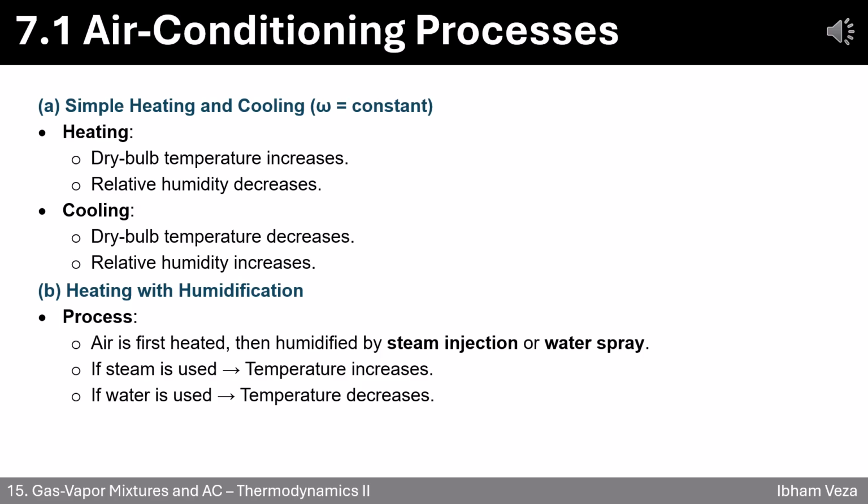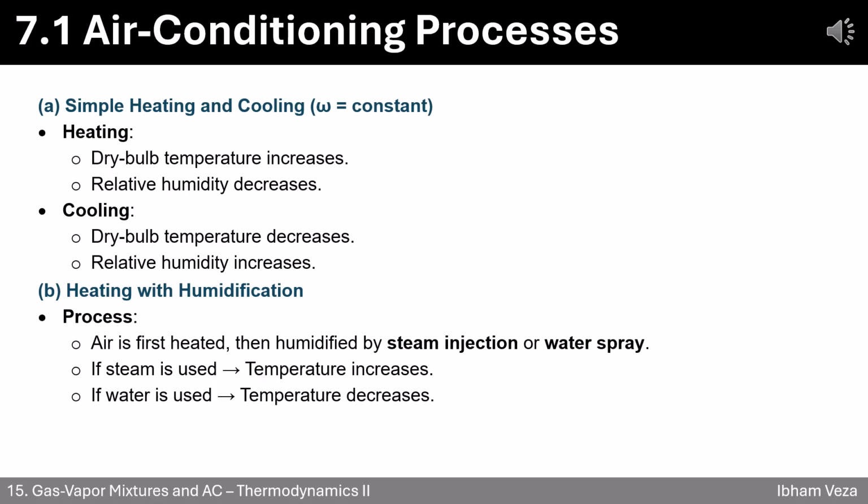7.1. Air conditioning processes. Let's now look at the core processes used in air conditioning systems. First, we have simple heating and cooling, where the moisture content stays constant. When we heat air, its dry bulb temperature goes up, but relative humidity drops. This is why heated air often feels dry. Cooling does the opposite. Temperature drops and relative humidity increases, which can sometimes lead to condensation.